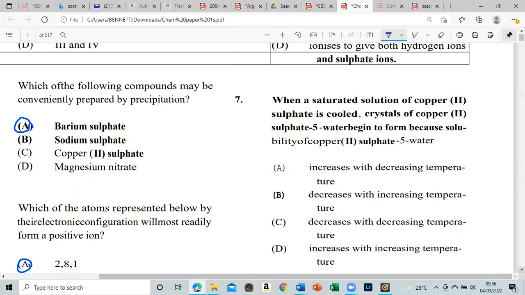Let's move on to number seven. When a saturated solution of copper(II) sulfate is cooled, crystals of copper(II) sulfate pentahydrate begin to form. The solubility of copper(II) sulfate: A, increases with decrease in temperature. B, decreases with increase in temperature. C, decreases with a decrease in temperature. Or D, increases with the increase in temperature. And that is decreases with the decrease in temperature, so that would be C.